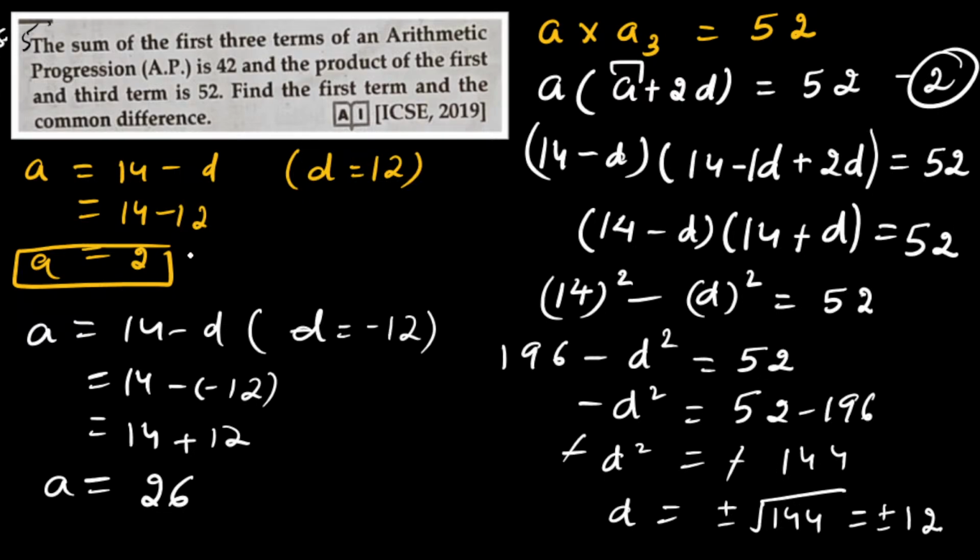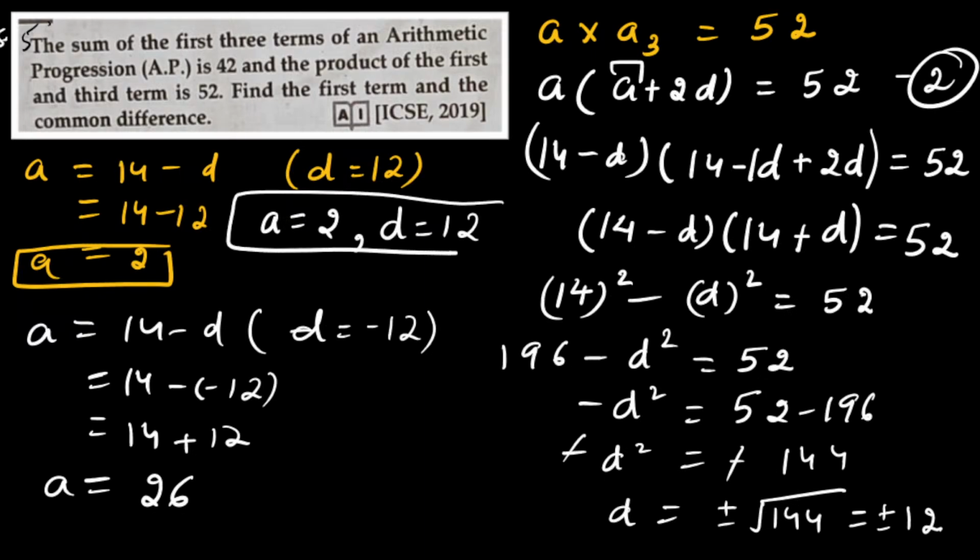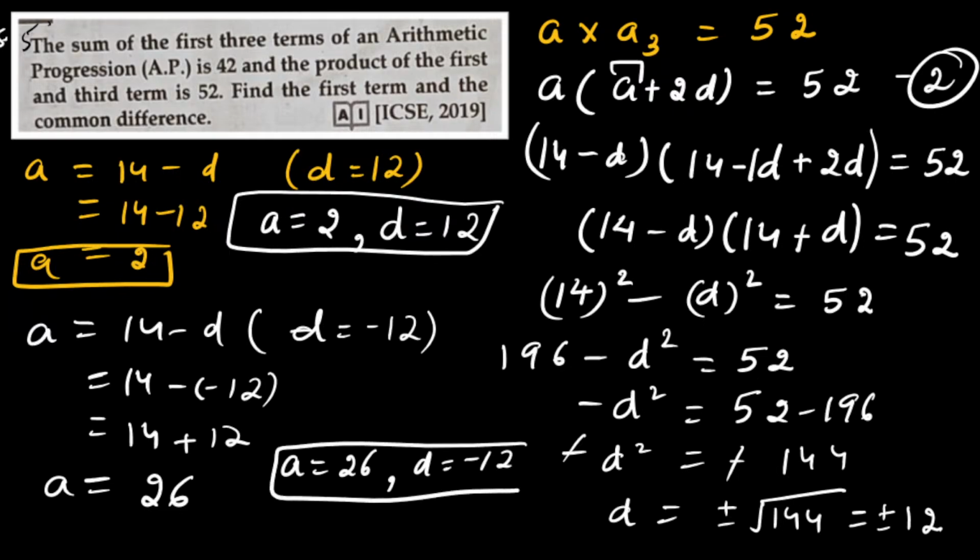So two values we have gotten here. So a is equal to 2 and d is equal to 12. This is the first case. Also, when a is equal to 26, that time d is equal to minus 12. So these two possibilities we got here. You have to write both. Make sure whenever you get a square, the answer should be in plus and minus form. Most students will consider only positive values, so both you have to consider.